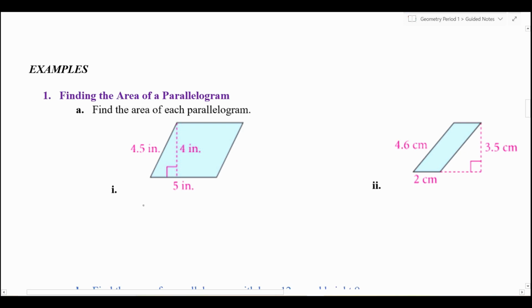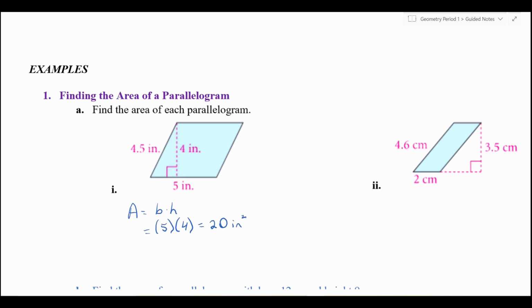So for the area in here, we have the area equals the base times height. So this is going to be 5 times height, which is 4, and this will give us 20. But it's not just 20. Our units are in inches, and area is always in squared units. So if our units were inches, the inches come here and it's going to be squared inches. So the area of this one is 20 square inches.